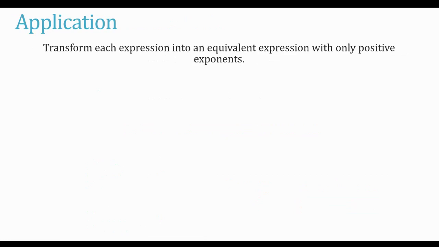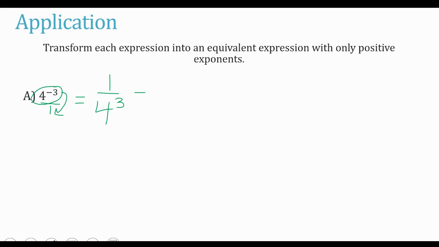For the application, we want to transform each expression into an equivalent expression with only positive exponents. So here we have 4 to the negative third power. Like I said before, whenever you have anything that doesn't have a denominator, it's always a denominator of 1. So what I like to do is circle whatever has a negative exponent, and I know that that's going to move down, and I'm going to cross the line, change the sign. So this becomes 1 over 4 to the positive 3. Now 4 is an integer. It's a number that we know that we can simplify.